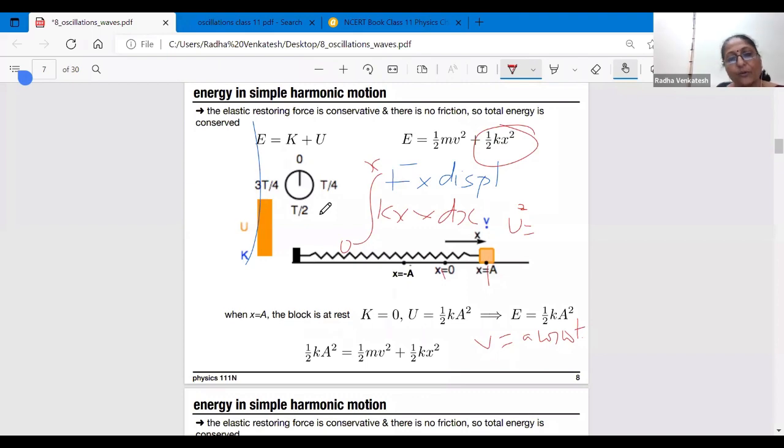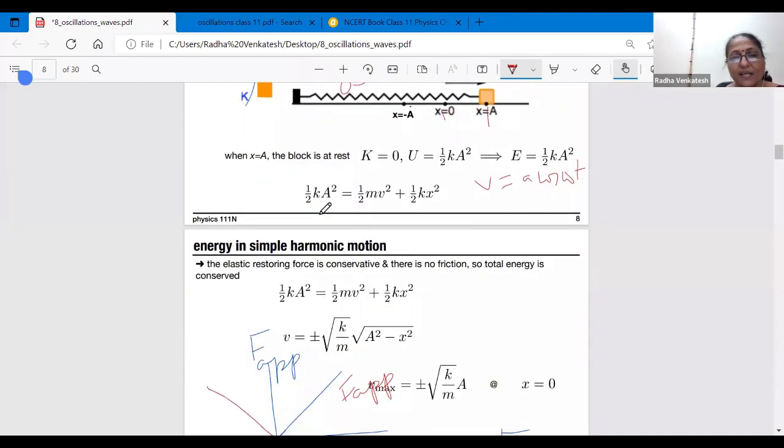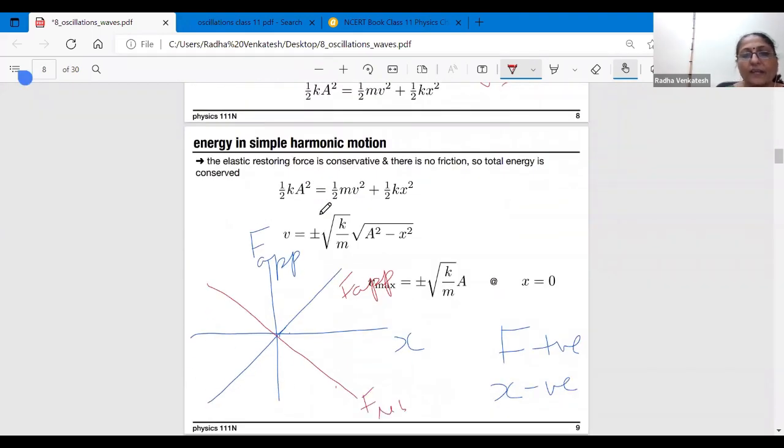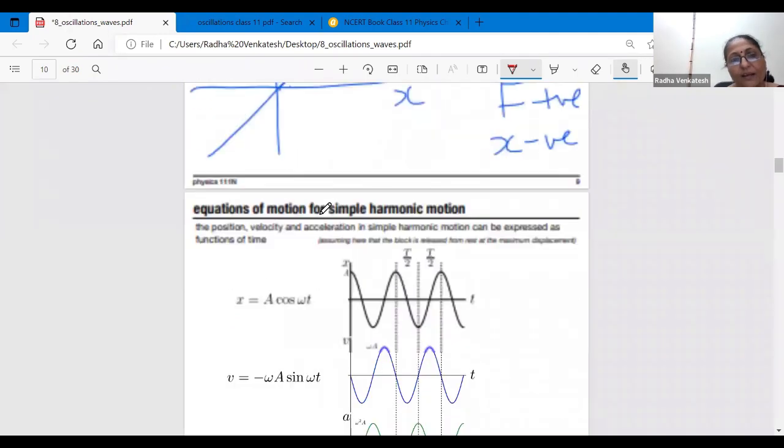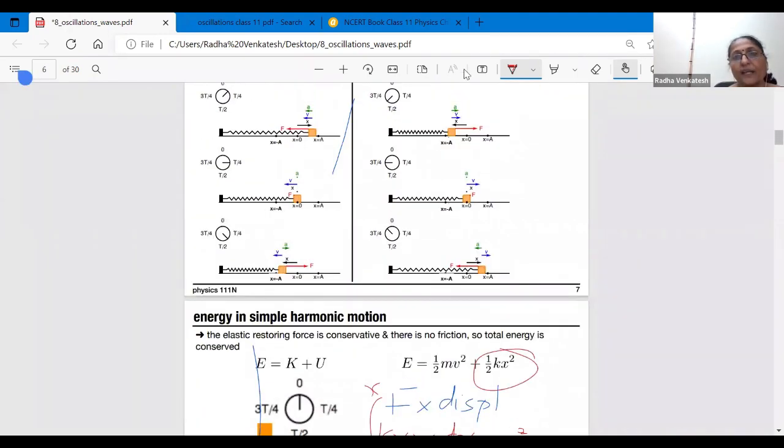I'm not going to go into all those things. Then finally, that is what is given here, v as plus or minus omega into a squared minus x squared. Then you substitute it, you're going to get your total energy. What I am interested in now is this. I'll just stop sharing this.